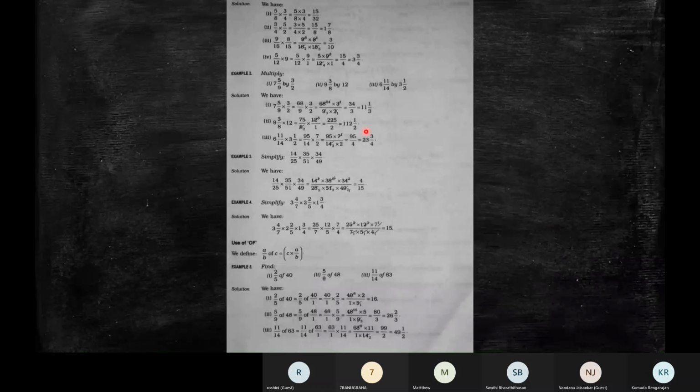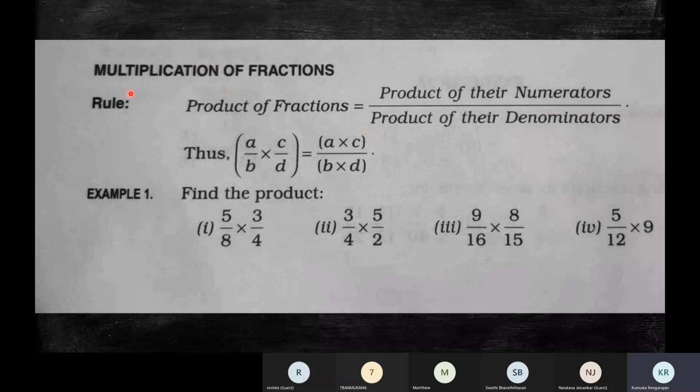So the rule is this. The rule is how to find the product of fractions. How to find the product? You must find the product of their numerators by the product of their denominators. The answer is product of their numerators divided by the product of their denominators. In general, we say A by B into C by D is equal to A into C divided by B into D.